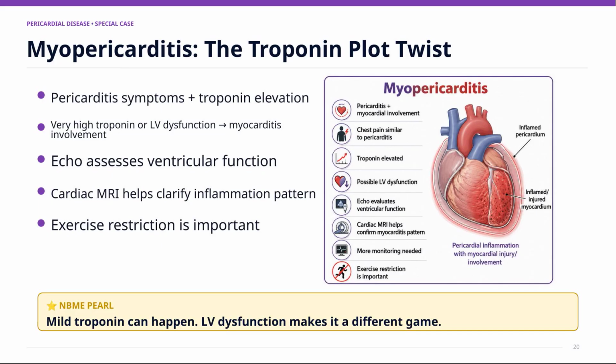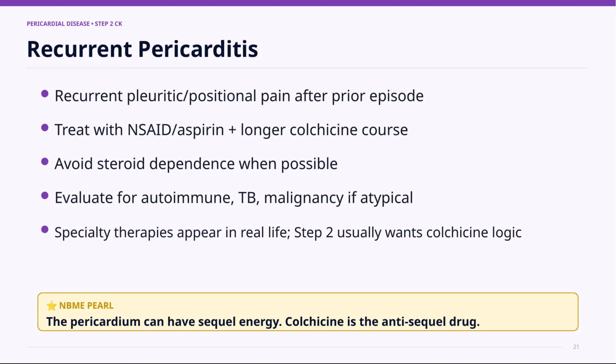NBME Pearl. Mild troponin elevation can just happen, but LV dysfunction? That makes it a completely different game. And just when you thought you were done, it comes back. Recurrent pleuritic positional pain after a prior episode. Treat with NSAID or aspirin plus a longer colchicine course, and try to avoid steroid dependence when possible.